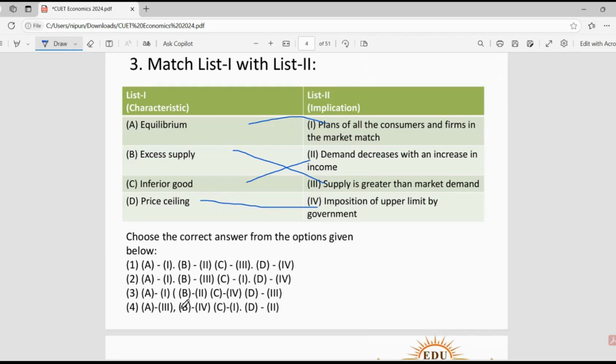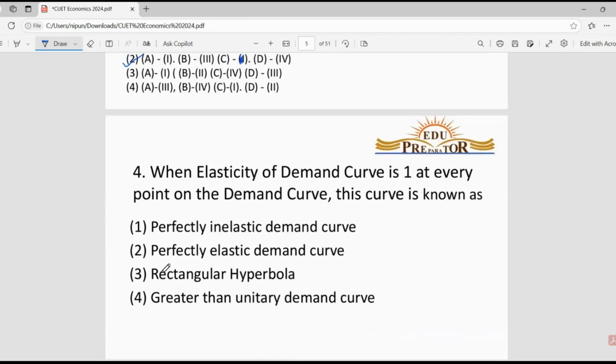1, 3, 2, 4. Where is it? I think there is a misprint in the question. Option number 2 is correct. A is 1, B is 3, C is 2. So I think there is a misprint. Make it 2, and D is 4. Right? Let us move on to question number 4.